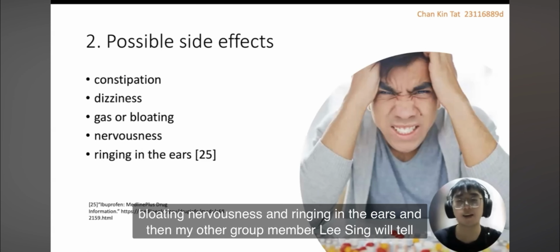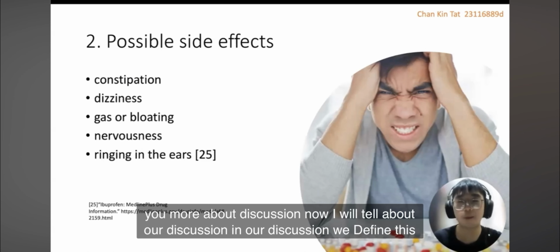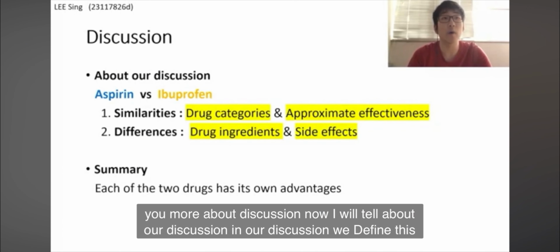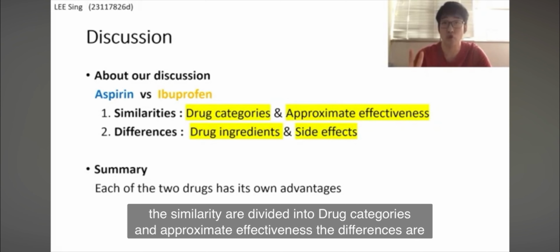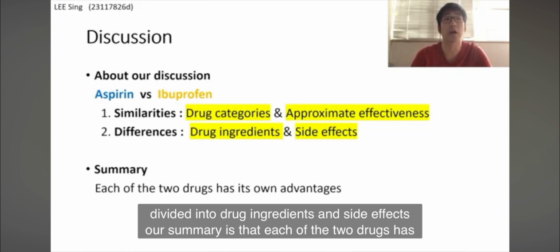And then my other group member, Lizzie, will tell you more about the discussion. Now I will talk about our discussion. In our discussion, we divide it into two major aspects of comparison, including the similarities and differences between the two drugs. The similarities are divided into drug categories and approximate effectiveness. The differences are divided into drug ingredients and side effects.